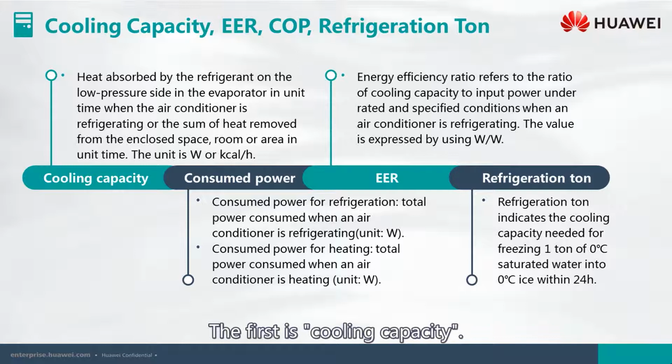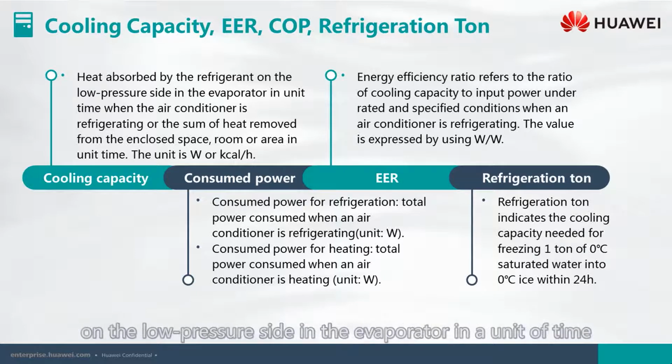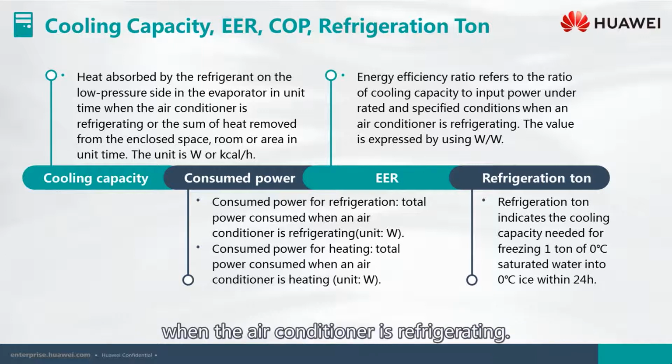The first is cooling capacity. This means the amount of heat absorbed by the refrigerant on the low-pressure side in the evaporator in a unit of time when the air conditioner is refrigerating. The common unit is watts or kilocalories per hour.